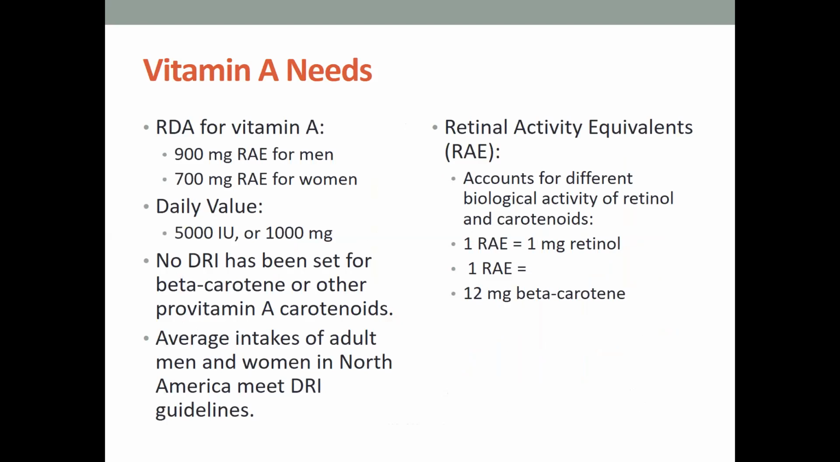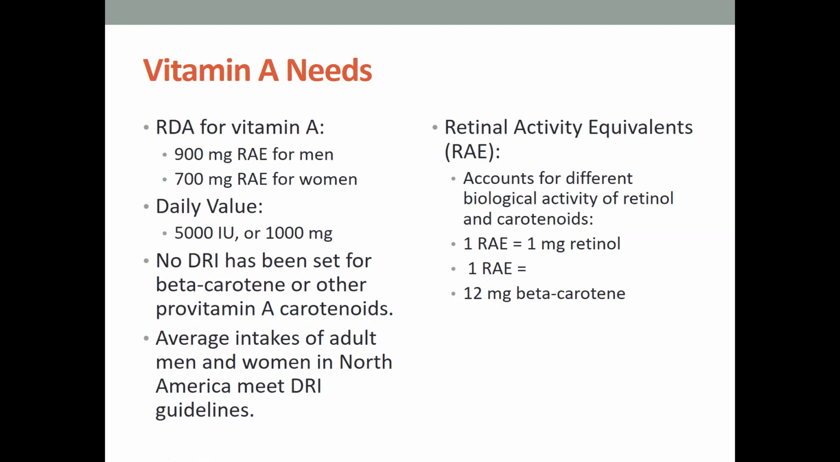So here again are the recommended daily values. Again, please don't memorize these. You could certainly look them up. It's always in your textbook if you want to know. We do have the RDA for vitamin A. We don't have specific ones for beta carotene or the other provitamin carotenoids. I already mentioned this, but average intake of both men and women meets the DRI guidelines, so it's not one that we tend to worry too much about.